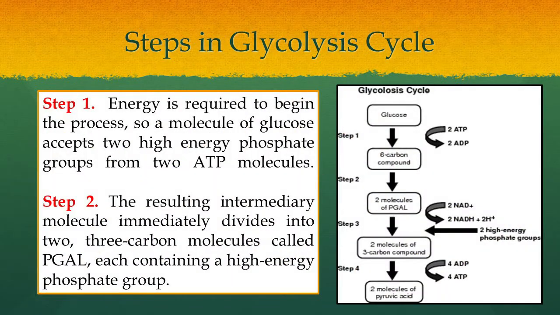Let us discuss the step-by-step processes of the glycolysis cycle. Step 1. Energy is required to begin the process. So, a molecule of glucose accepts 2 high-energy phosphate groups from 2 ATP molecules. Step 2. The resulting intermediary molecule immediately divides into 2, 3-carbon molecules called PGAL, each containing a high-energy phosphate group.